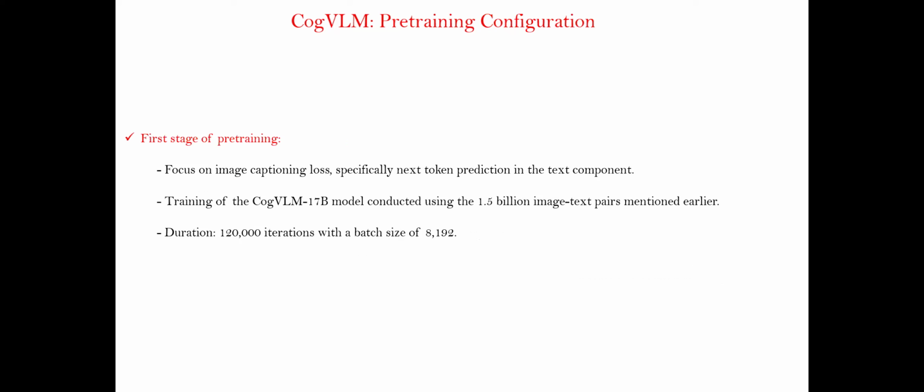So pre-training is done in two stages. The first stage of pre-training utilizes an image captioning dataset. It's basically next token prediction on the text part of the image captions. In this part, CogVLM is trained on 1.5 billion image-text pairs with a batch size of 8192, and they have trained over 120,000 iterations. These are the configurations for the first stage of pre-training.